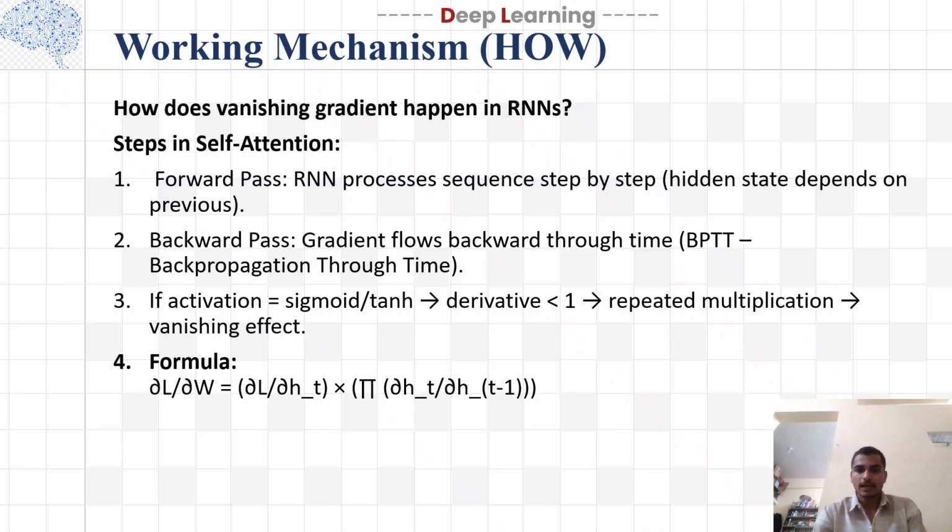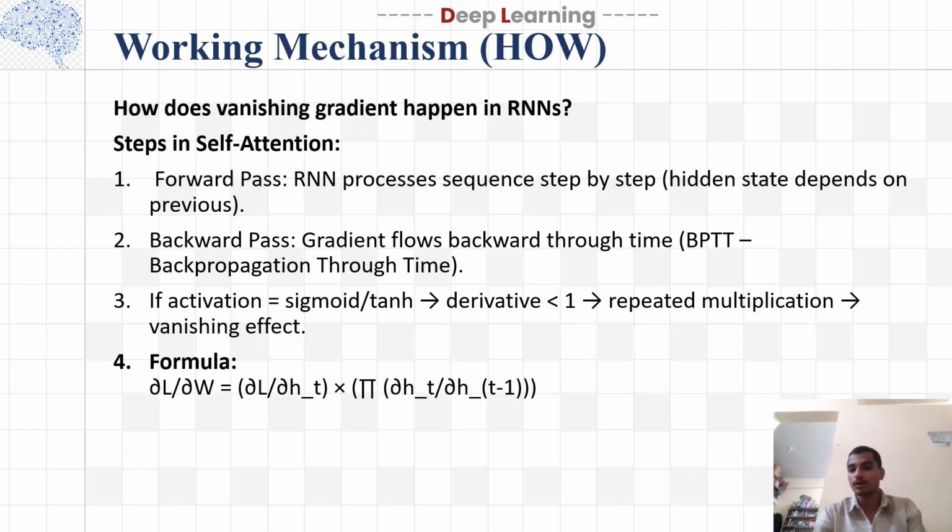Now let's look at how this actually happens inside an RNN. Step 1. During the forward pass, the RNN processes data step by step. Each hidden state depends on the previous one. Step 2. In the backward pass, we use backpropagation through time, or BPTT, where the gradient flows backwards through all time steps. If we use activation functions like sigmoid and tanh, these derivatives are less than 1.